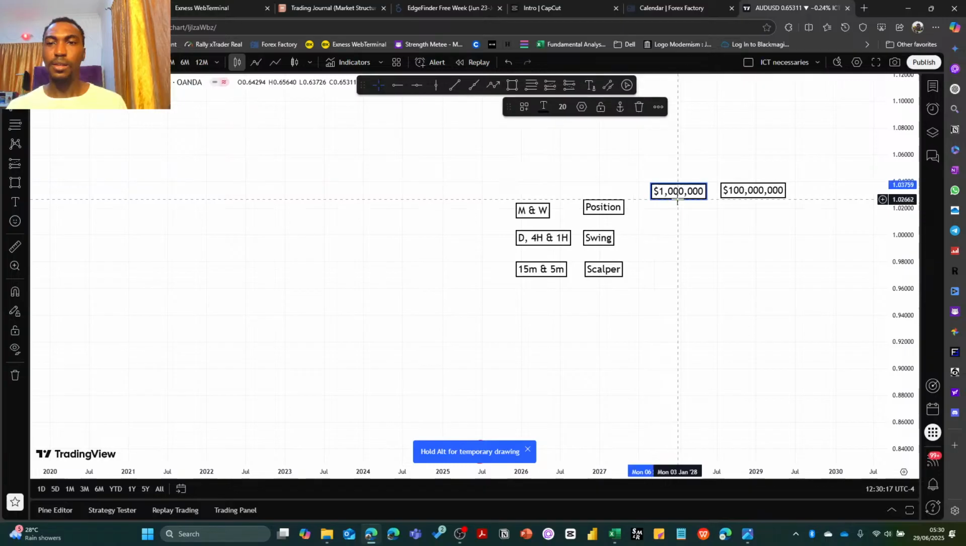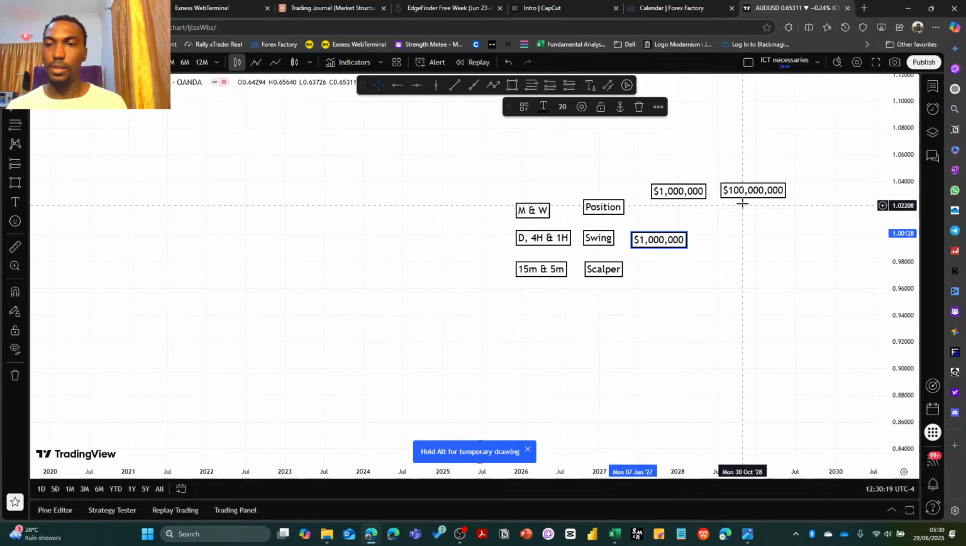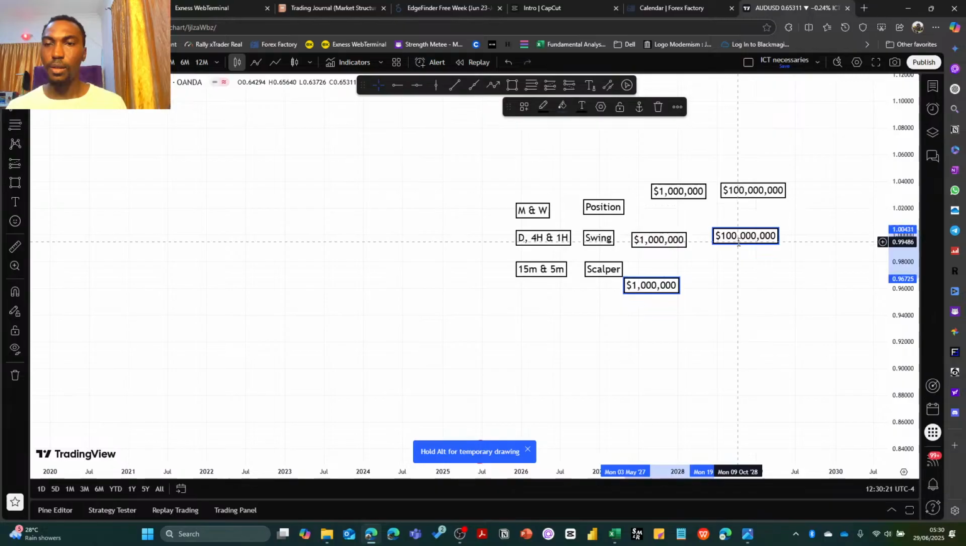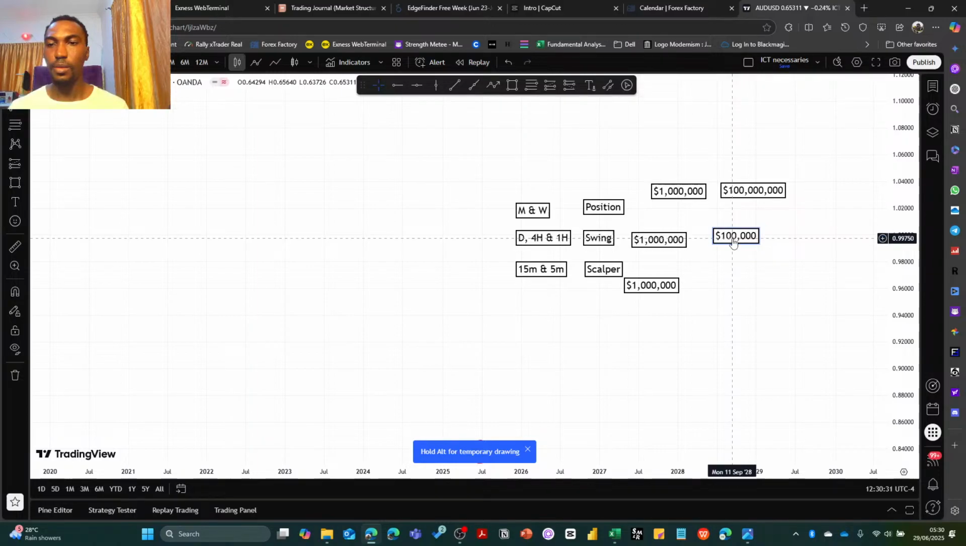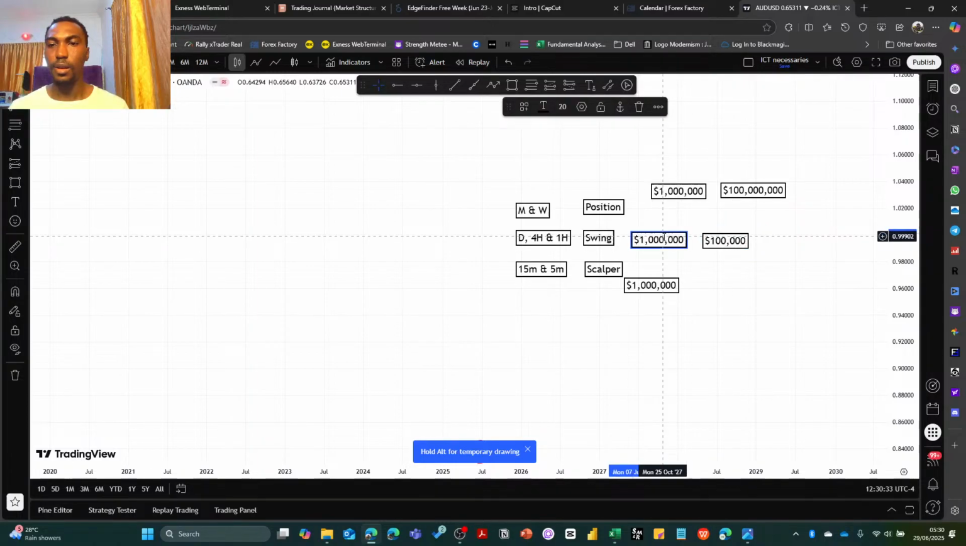Now, let's divide this into smaller ways, right? So, swing traders, put that at 100K in balance. And what are they looking for? They are looking for $1,000 in profits.